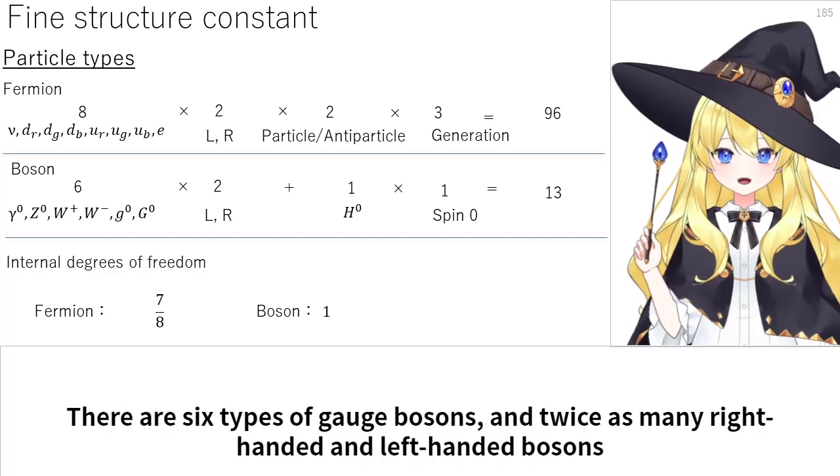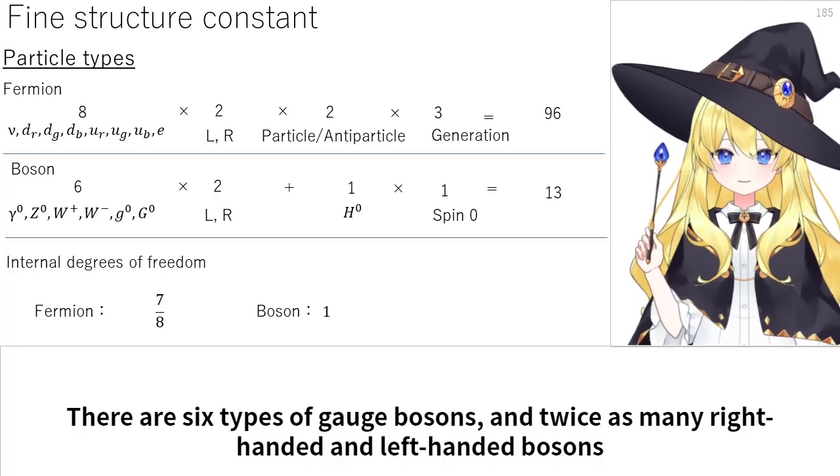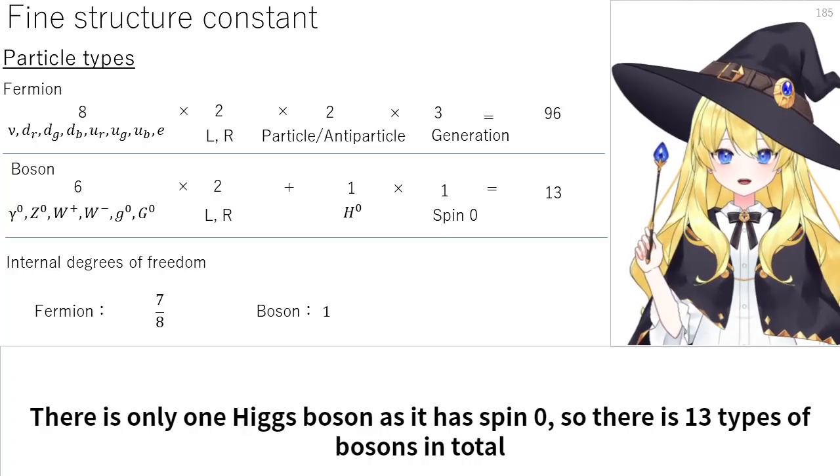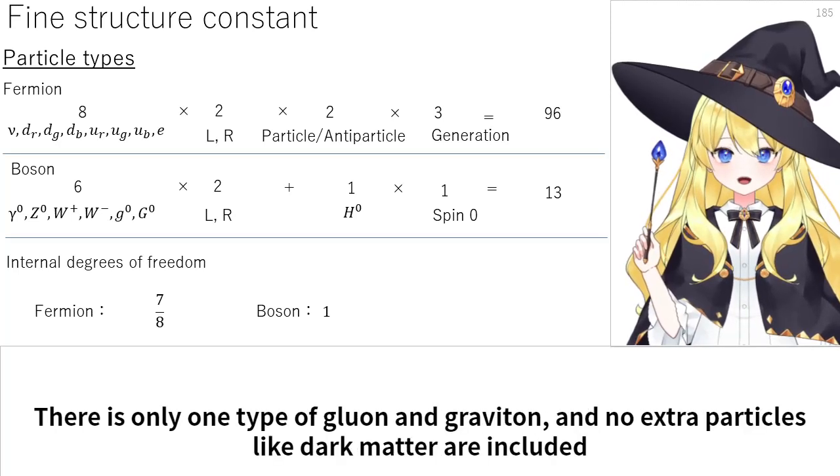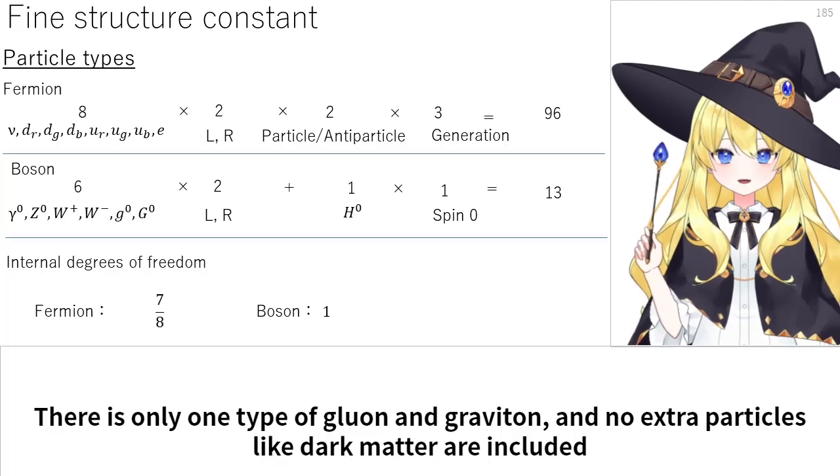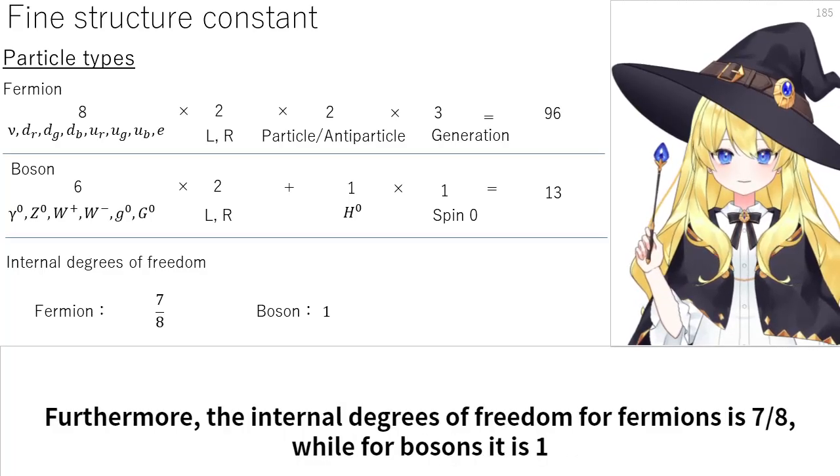There are 6 types of gauge bosons, and twice as many right-handed and left-handed bosons. There is only one Higgs boson as it has spin 0, so there are 13 types of bosons in total. There is only one type of gluon and graviton, and no extra particles like dark matter are included. Furthermore, the internal degrees of freedom for fermions is 78, while for bosons it is 1.